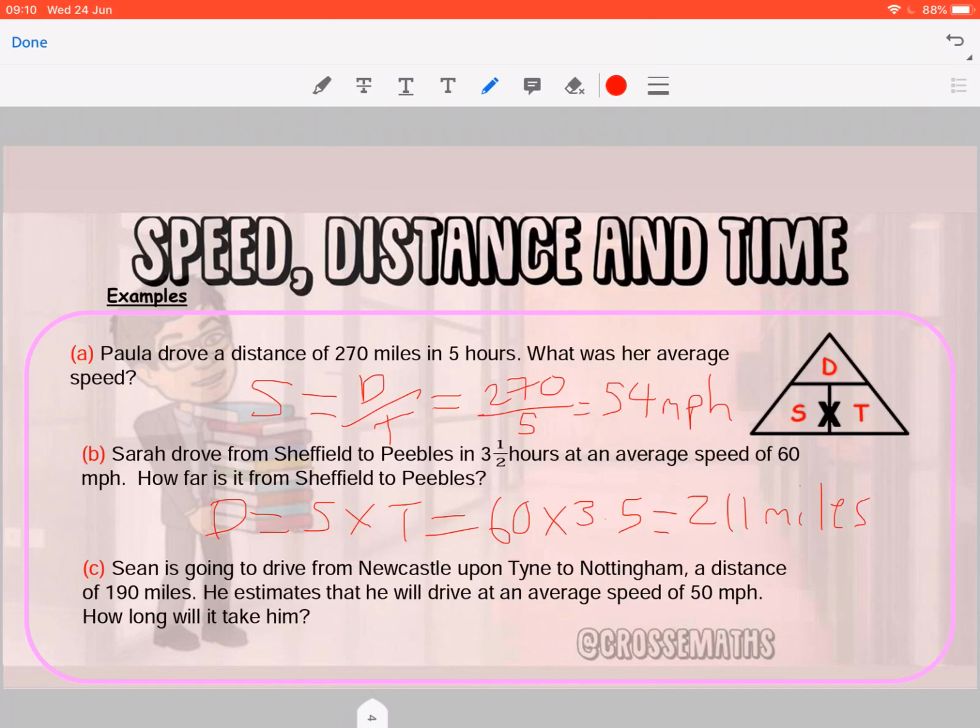Okay, last one. Sean is going to drive Newcastle to Nottingham, a distance of 190 miles. He estimates he'll drive at an average speed of 50 miles per hour. How long will it take him? This time we're looking for time, so time equals, if you cover time with your thumb, you'll notice that time is distance divided by speed. Distance is 190 miles divided by a speed of 50 miles per hour.